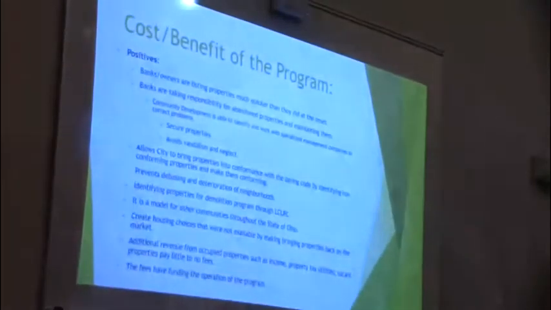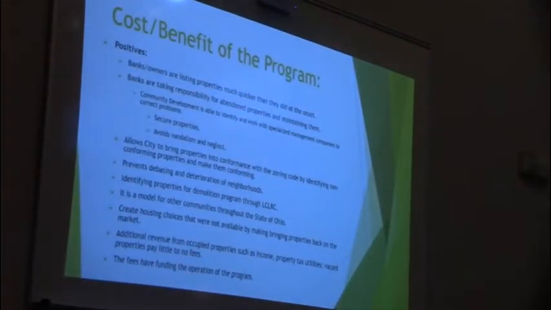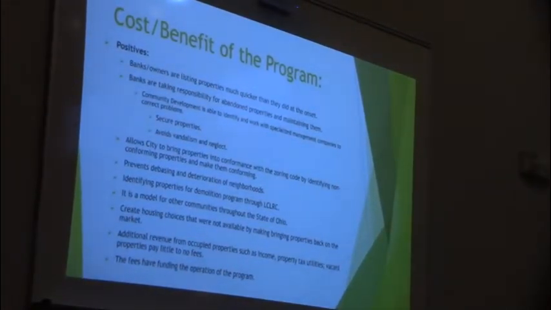Then we're going to look at the cost and benefit of the program. When looking at the cost benefit of the program, we need to look at both the positives and the negatives. I think there are a number of important factors to note. First, banks are registering properties much quicker than they did at the onset of the program. With the fees that we have, they are turning the properties around as quick as they can, getting them listed so that they can get the exemption.